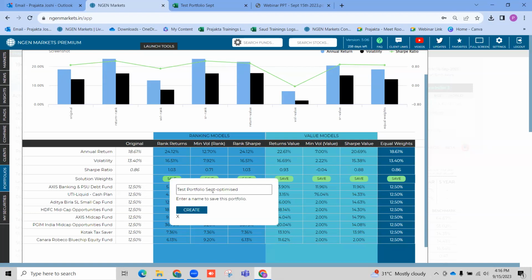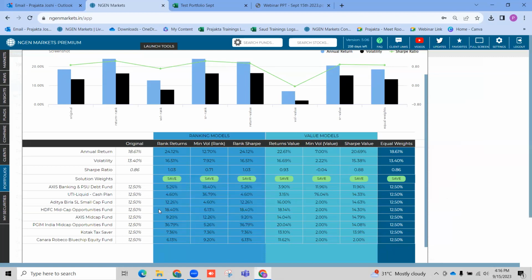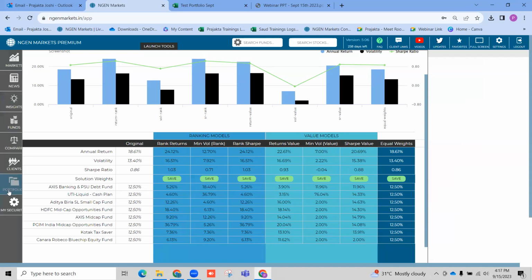So what I will do is save these allocations using this save option. Test portfolio September hyphen optimized. This is what this portfolio is going to get saved as. But of course, I can edit this. So let's say I want to save this as an aggressive model. So I will save this as aggressive, and I'll click on create. The moment I do that, this particular portfolio with these weightages has just gotten saved in the portfolio section itself.